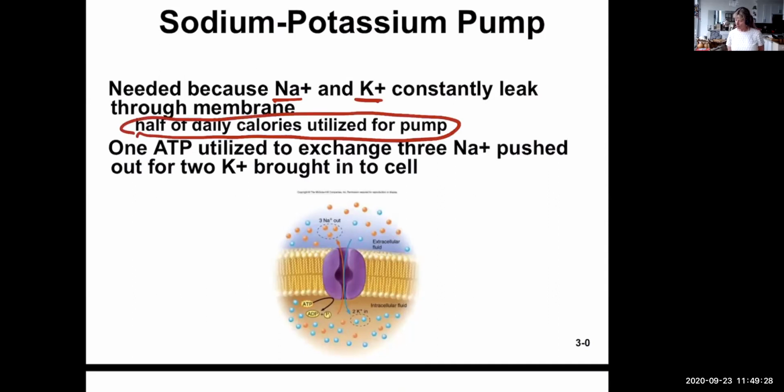1 ATP is required to exchange 3 sodiums pushed out for 2 potassiums brought back in. The ultimate effect of this is that the outside of the cell will be more positive, and the inside of the cell will be more negative. So the sodium-potassium pump maintains this gradient, so that there can be spontaneous changes in that gradient when required during a nervous signal.